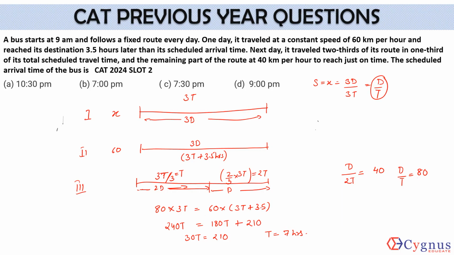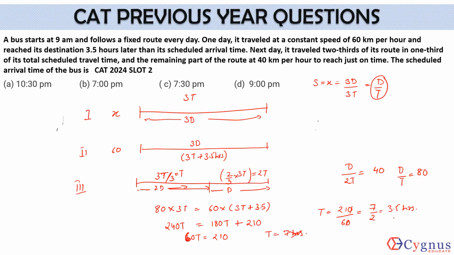240 minus 180 will give you 60. So 60t is equal to 210. That means t must be equal to 210 divided by 60. The 0 will be cancelled out. You get 7 by 2 here, which is 3.5 hours. This gives you t equal to 3.5 hours.